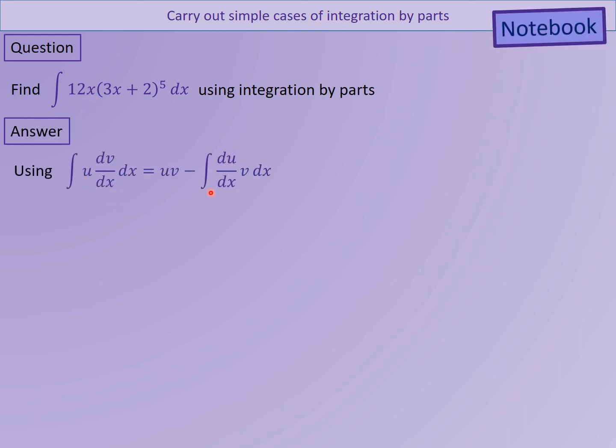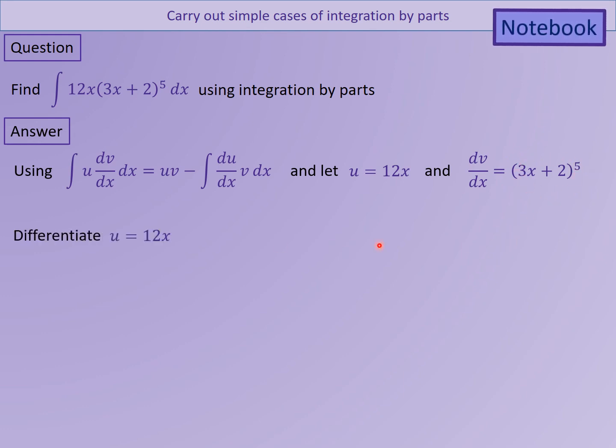So my answer is going to be, let u equal 12x and let dv over dx equal (3x plus 2) to the power 5. I do have to integrate this, which is not easy, but I can manage. So I differentiate the 12x, which goes to 12. That's fine. That ticks off that one just there. I do have to integrate (3x plus 2) to the power 5. That's one of those standard rules, but feel free to do integration by substitution if you need to.